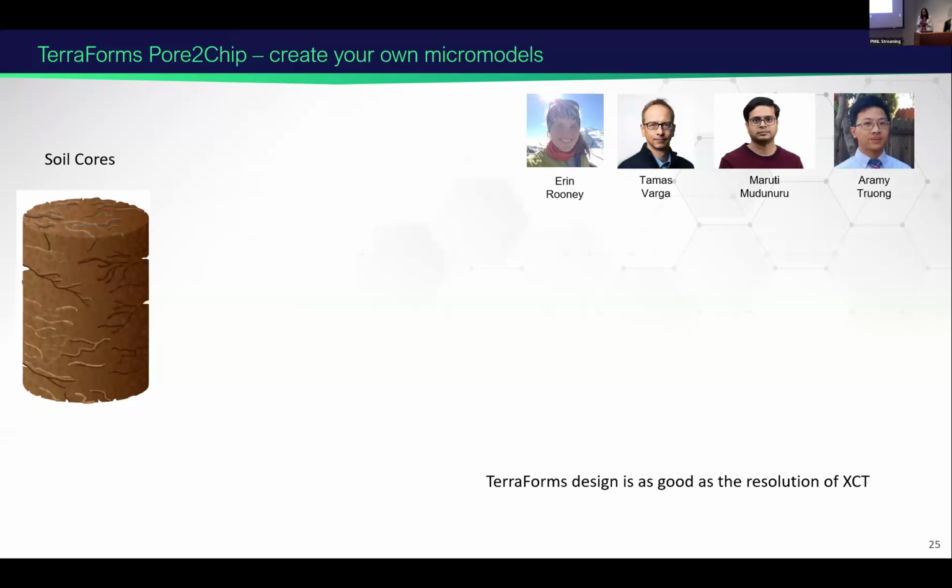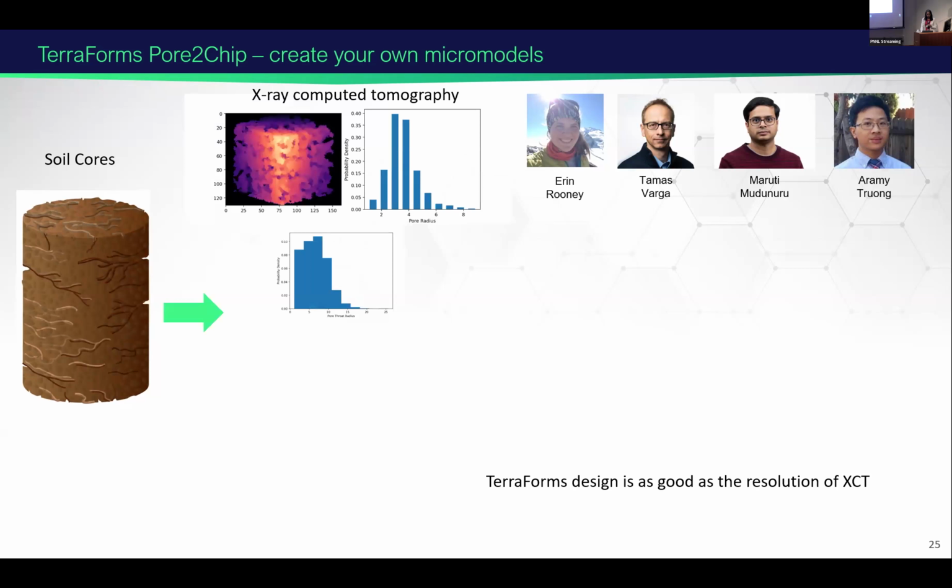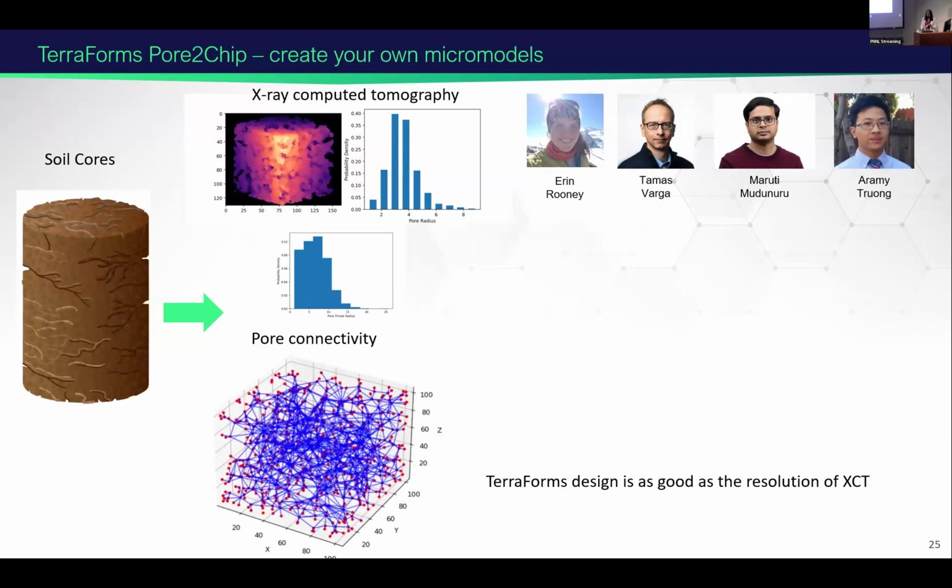Okay, and so this is our last capability within the TerraForms capability that I'm going to describe. It's our newest capability called Pore2Chip. Using this, you can create your own micromodels or rhizochip. So we start with the soil core. Users submit the soil cores here, and then perform XCT, where we get a bunch of parameters, for example, pore spaces, pore throats, pore diameters, and we also get the pore connectivity.